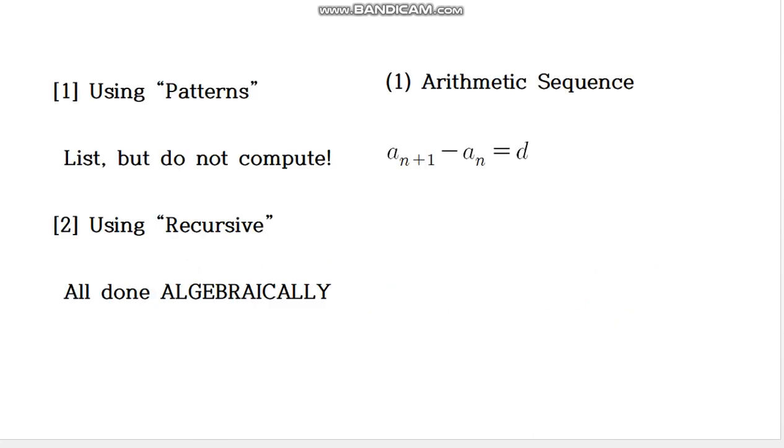So the way to get a general term of any sequence that is represented by a recursive pattern is, first, using patterns, okay? And then the second way could be using the recursive part. First, using patterns just means that you gotta list them and do not compute them. Let me show you how this is done.